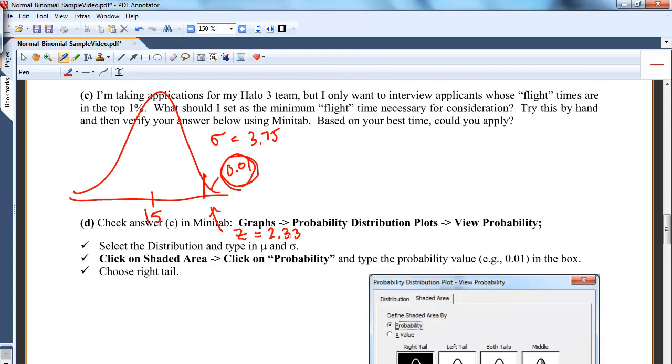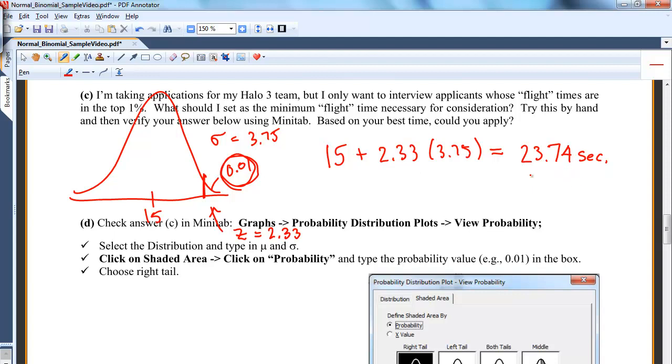So if we convert that to flight times, that's 15 seconds plus 2.33 standard deviations to the right, which will give us the flight time that cuts off the top 1%. And if I multiply this out, I should get 23.74 seconds. And you can see I would not be on my own Halo team, because my score was down at 9.92 seconds.